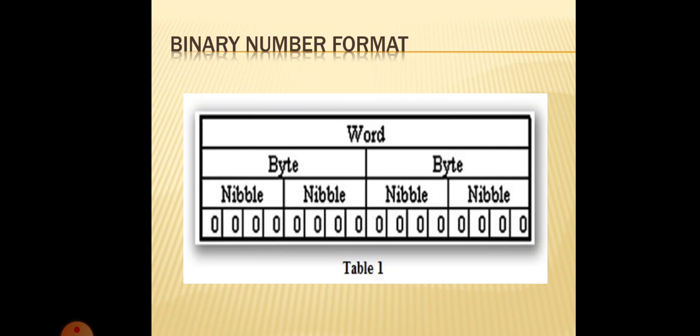A word consists of 2 bytes, and 1 byte is a combination of 2 nibbles, and a word is a combination of how many? 4 nibbles. So the smallest unit of the binary number system is the bit, then a combination of 4 is a nibble, a combination of 8 bits is a byte, and a combination of 16 bits is a word. This is just the binary number format.